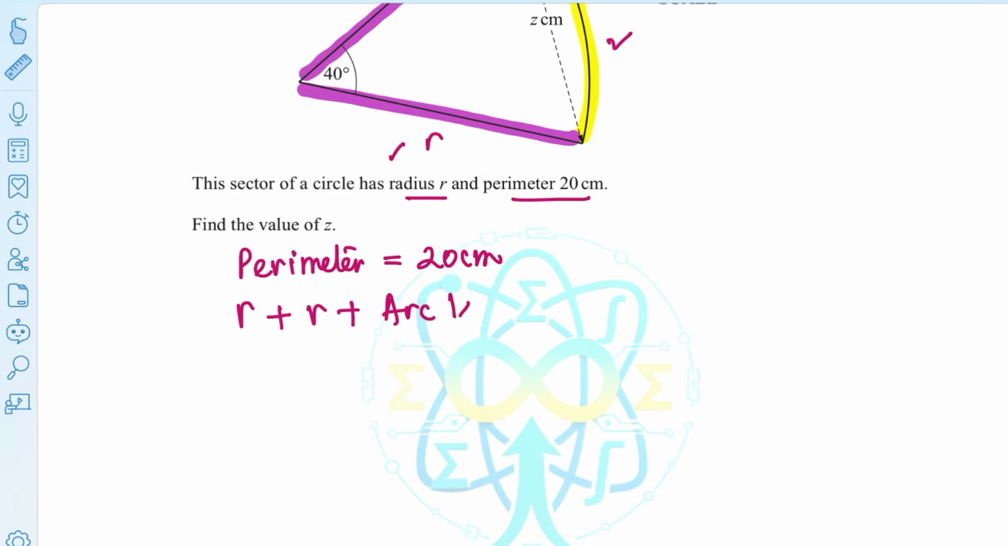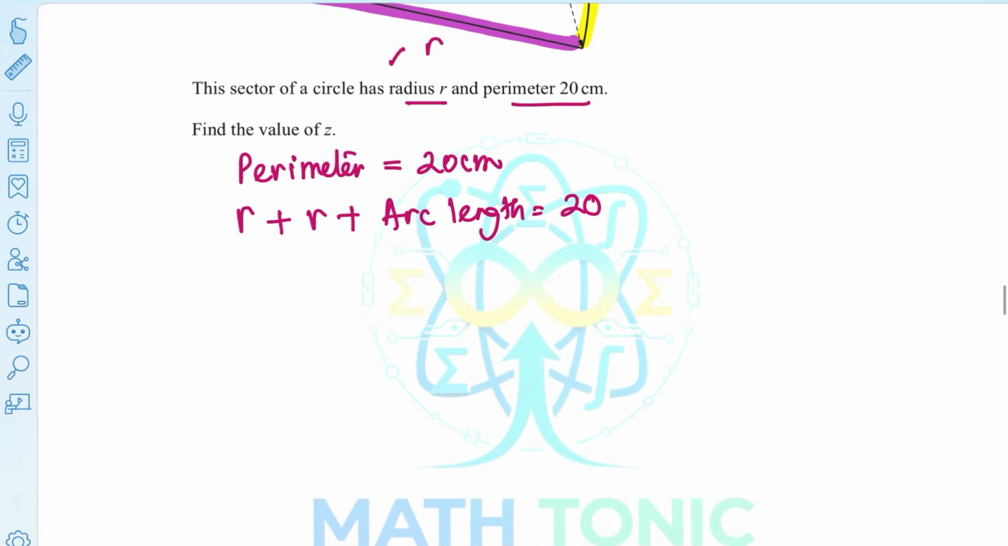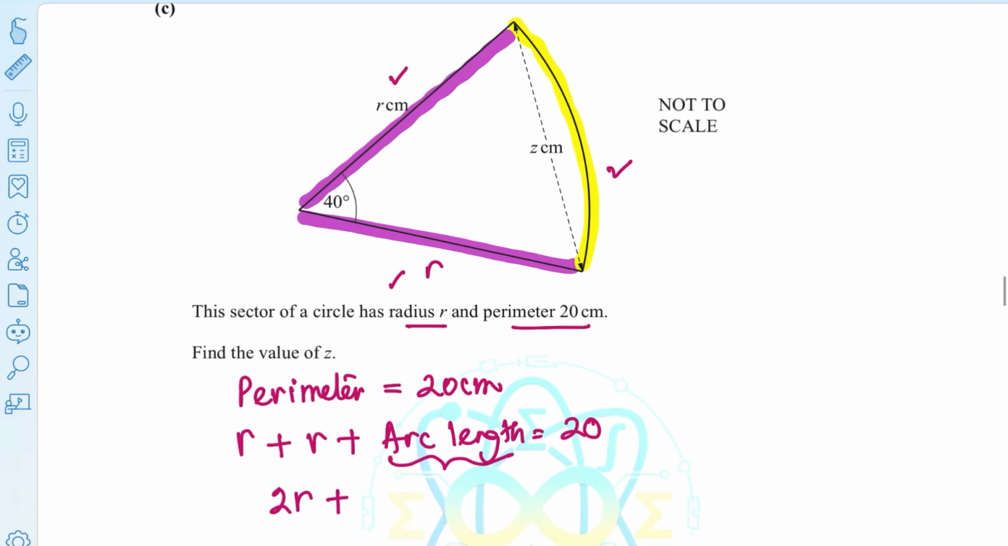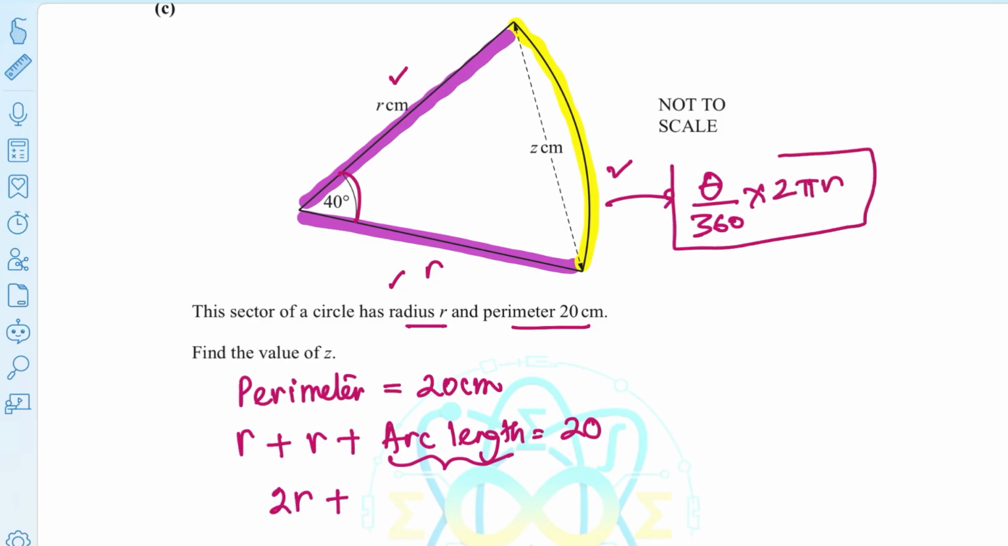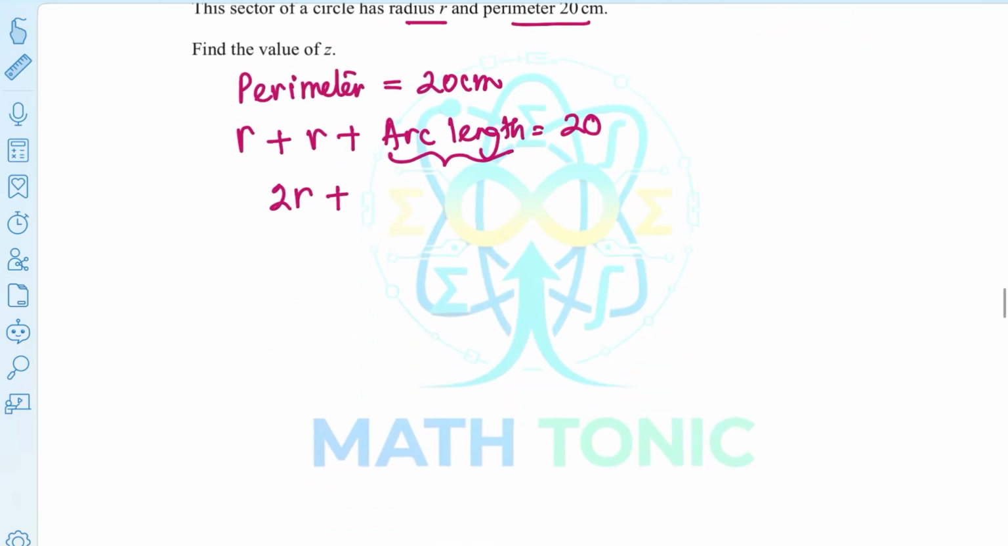arc length, right, equals 20. Now radius plus radius becomes 2 radius, 2r. How to find the arc length? If you know the formula, angle over 360 times 2 pi r. This is the formula to find the arc length. So the angle we have is 40 over 360, times 2 pi r.